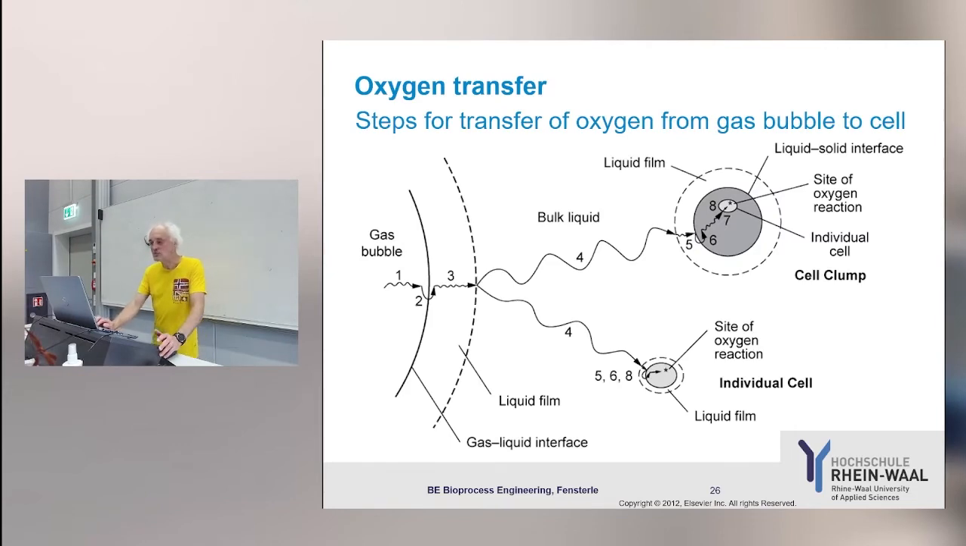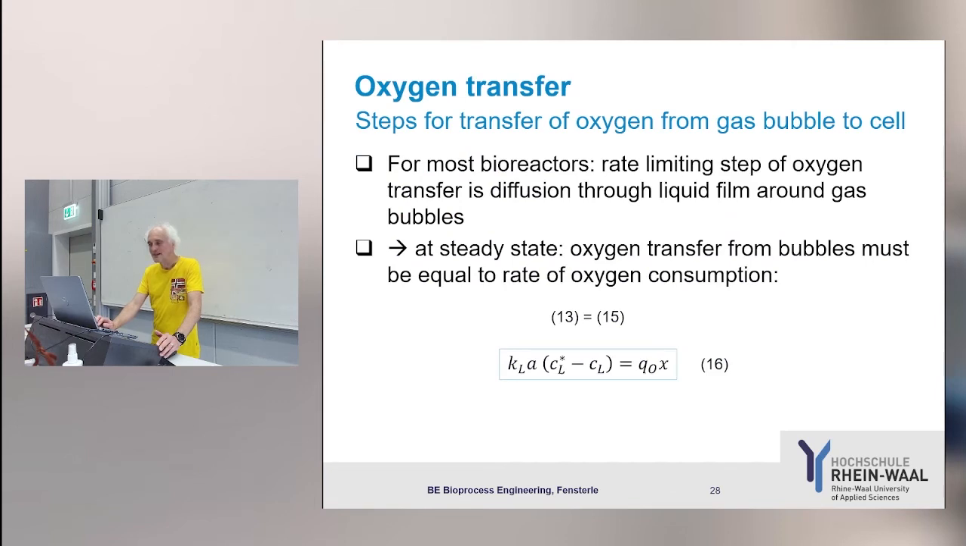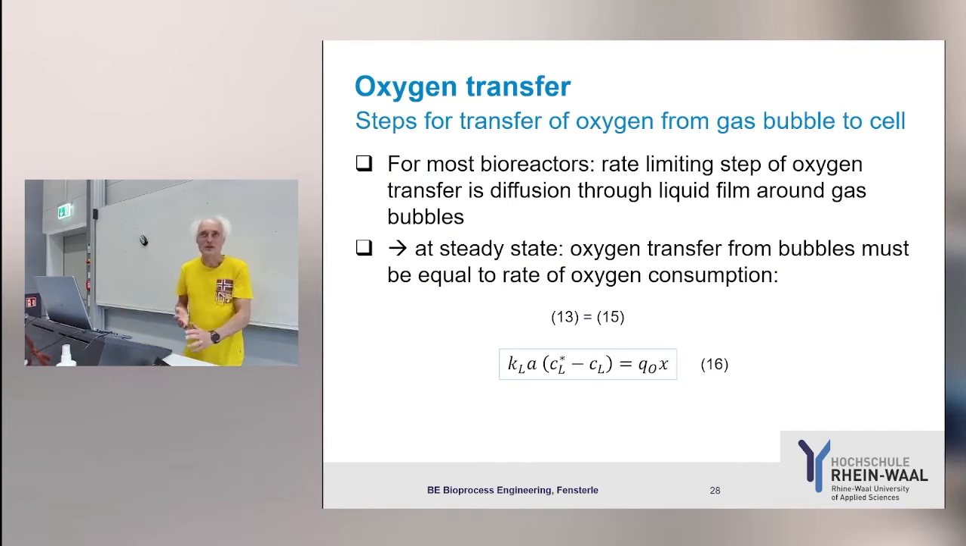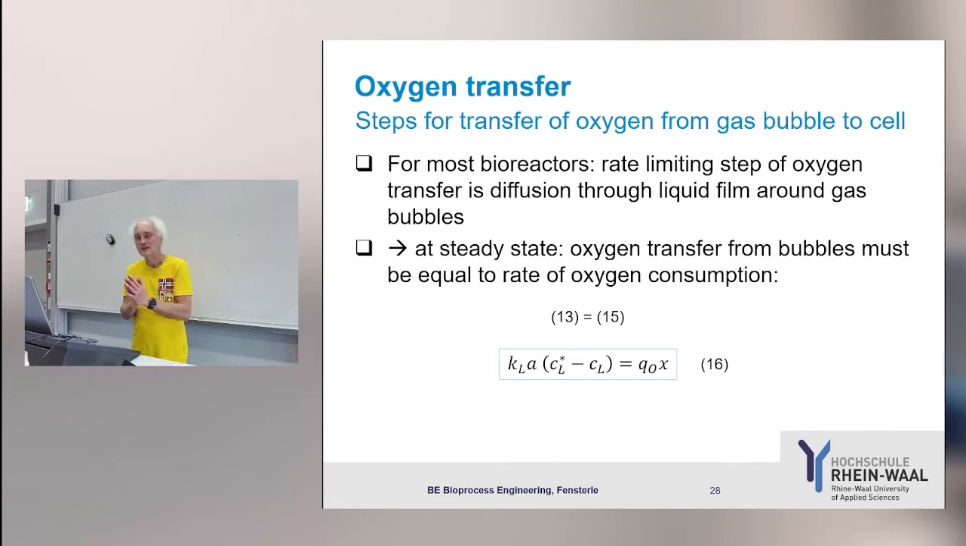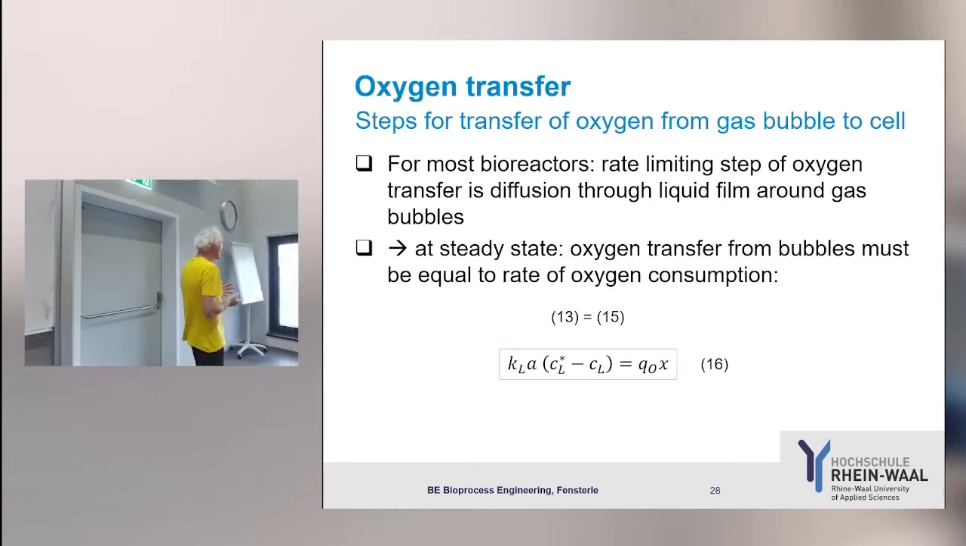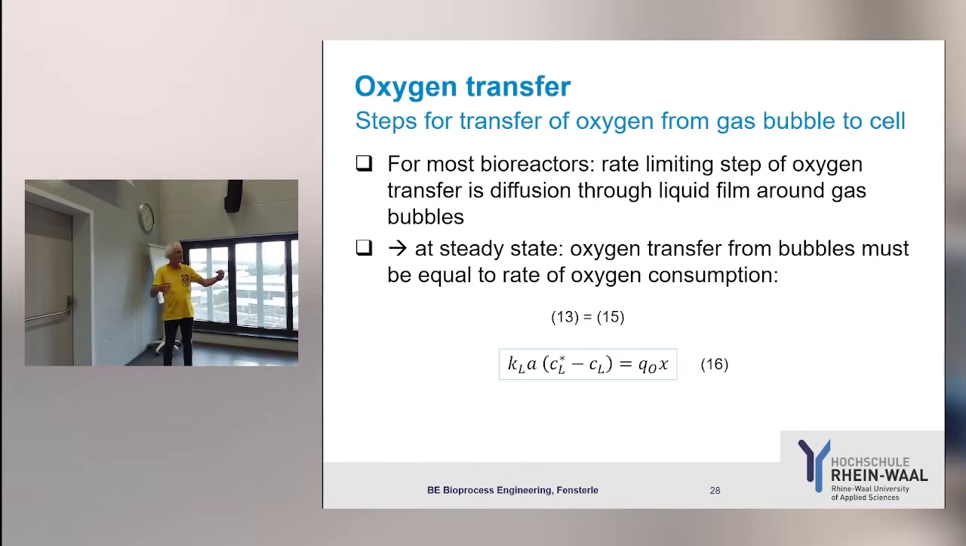Okay. So this is what we have already talked about, and I won't repeat that again. Now the point is, the rate limiting step we agreed upon is this diffusion through the liquid film around the gas bubbles. And now we can say at a steady state, of course, if your microorganisms grow at steady state, they will consume the oxygen at the same rate as the oxygen gets transferred from the gas bubble to the liquid phase, which makes sense.